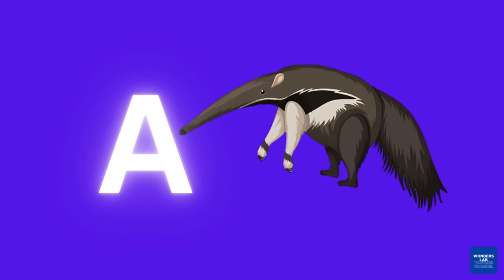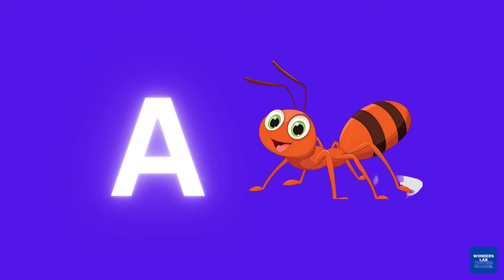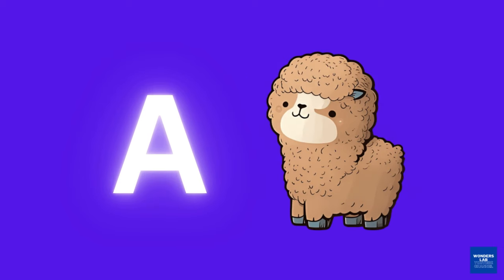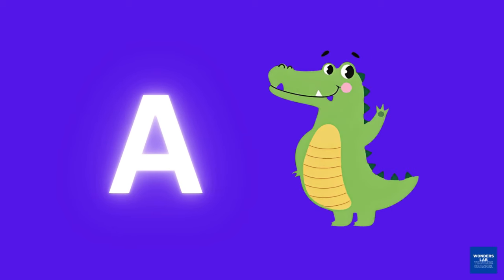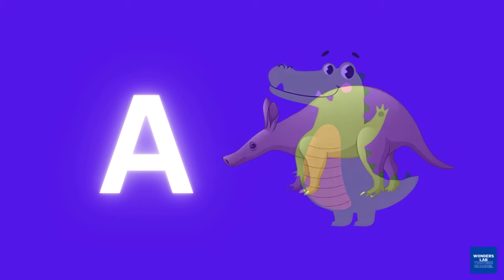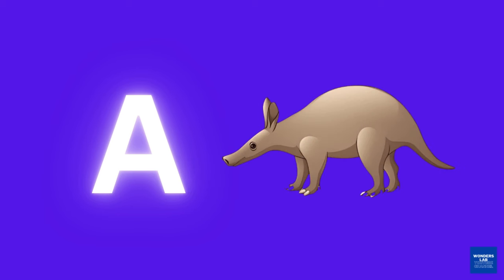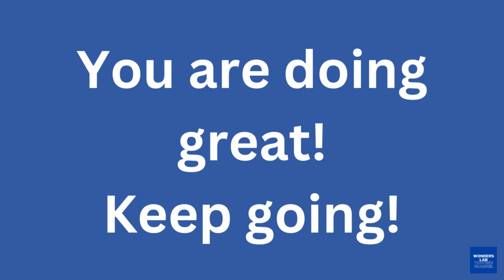A is for anteater. A is for ant. A is for alpaca. A is for alligator. A is for aardvark. You are doing great. Keep going.